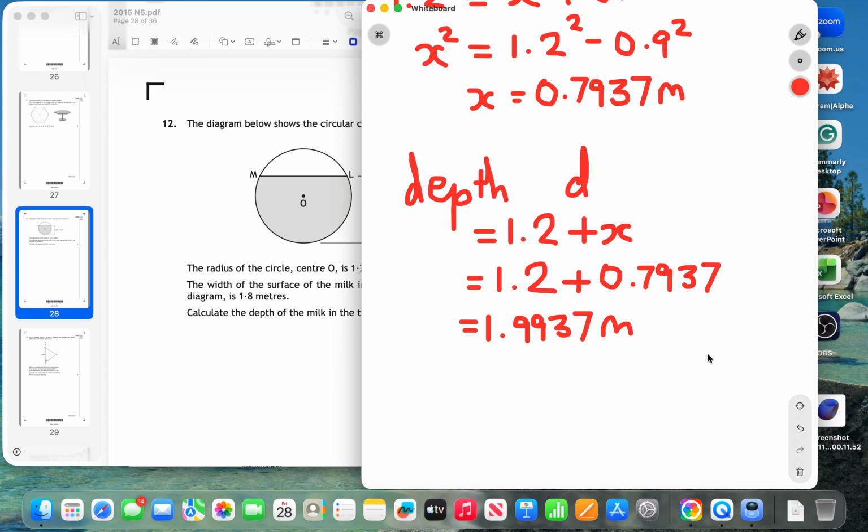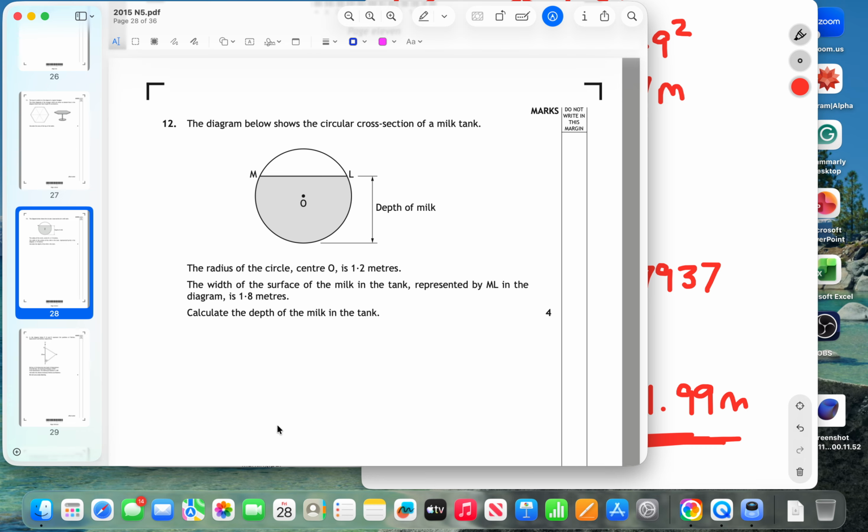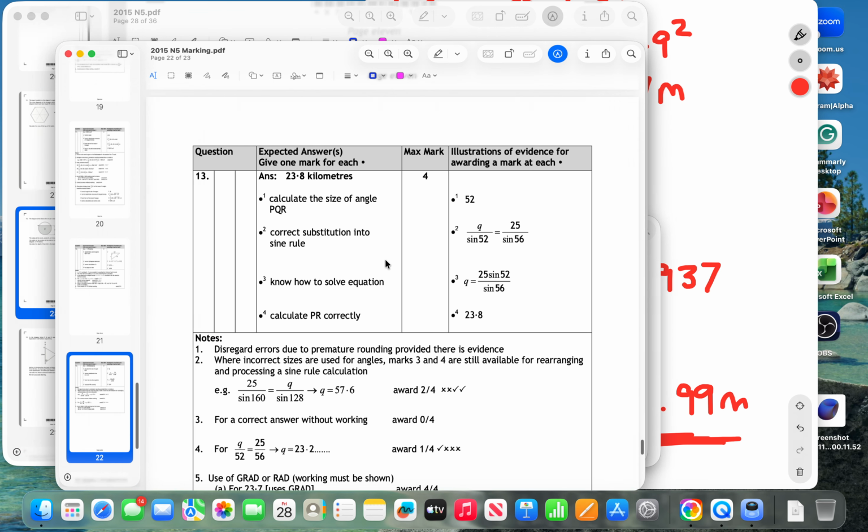So I'm going to go with 3 significant figures. So I'm going to put 3SF. We say D equals 1.99 meters, and that is the final answer with 4 marks. And we'll now look at how the SQA gave the marks out in this question. Let's take a look.